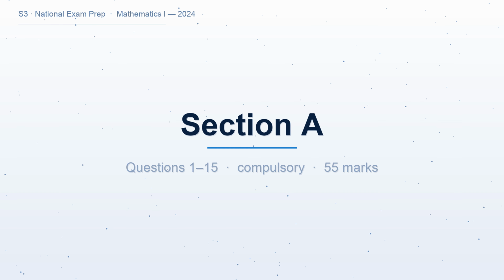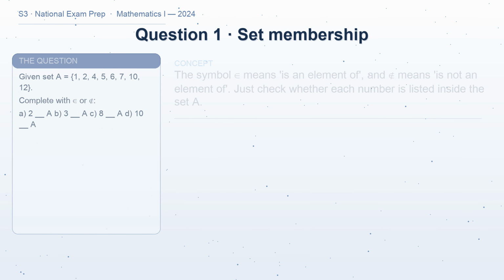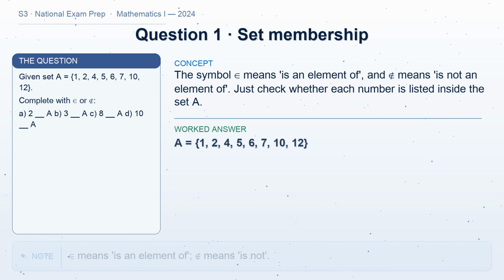Section A. These 15 questions are compulsory, so let's master each one. Question 1. You are given the set A, which contains 1, 2, 4, 5, 6, 7, 10, and 12. Complete each statement with the element of symbol or the not an element of symbol. The idea is simple. The symbol that looks like a rounded E means is an element of. That is, the number appears inside the set. The same symbol with a line through it means is not an element of.